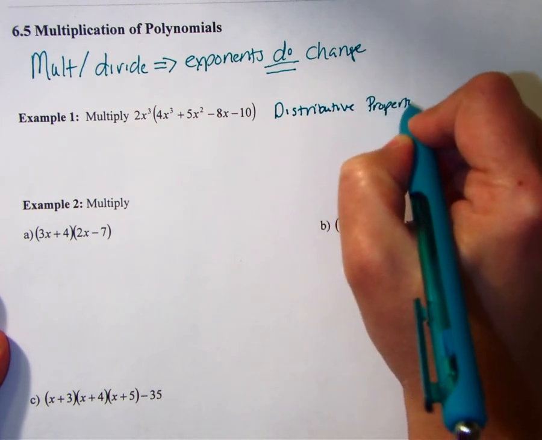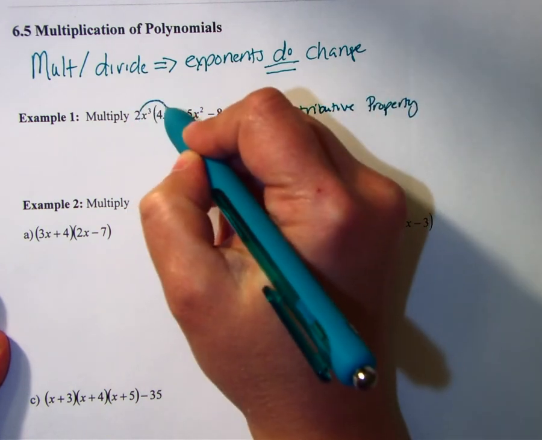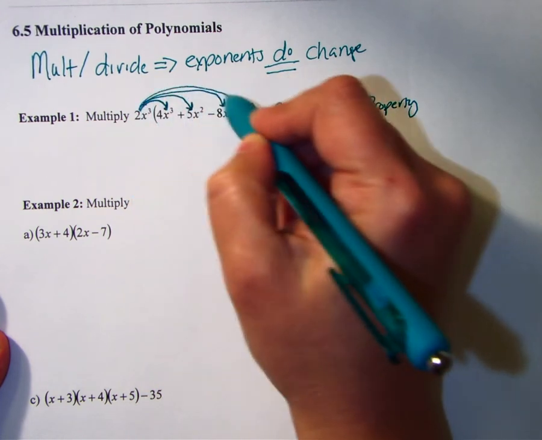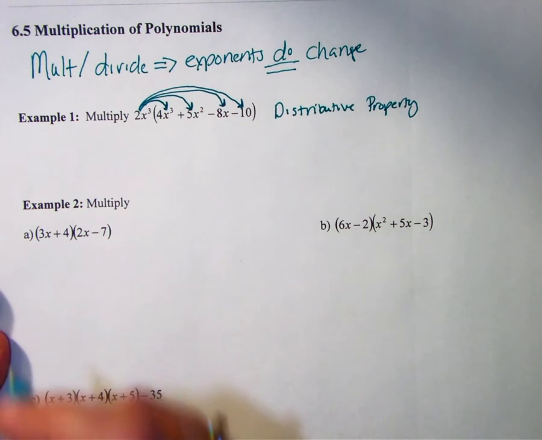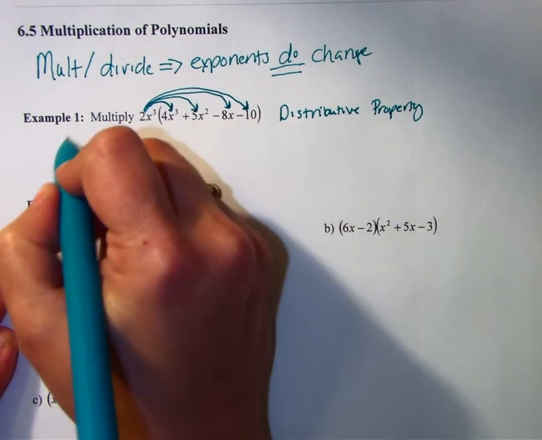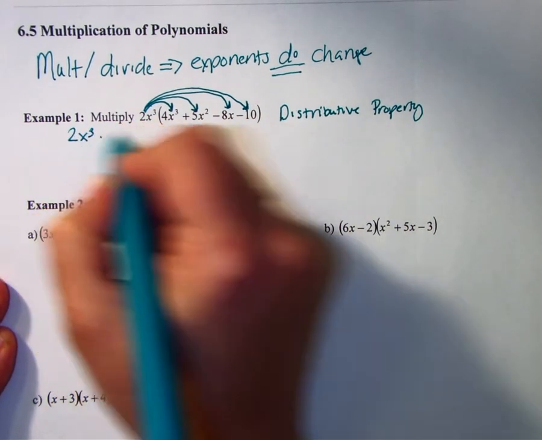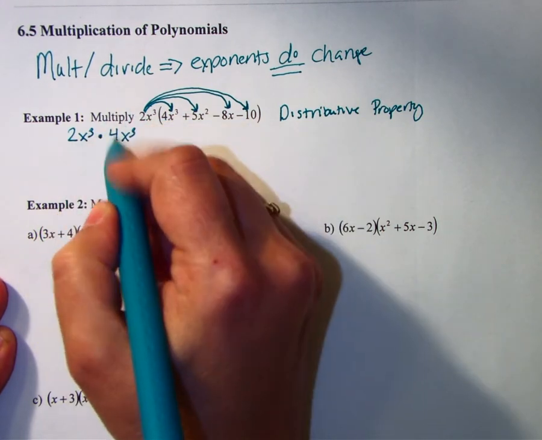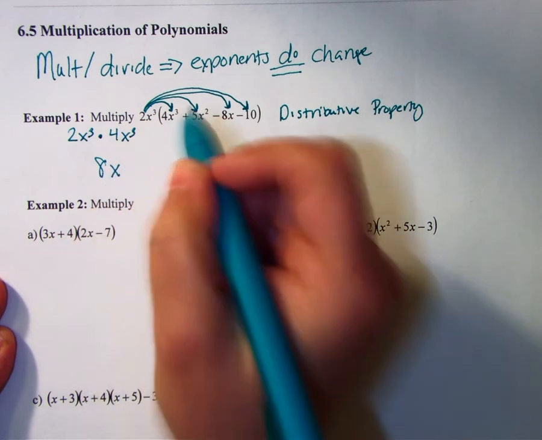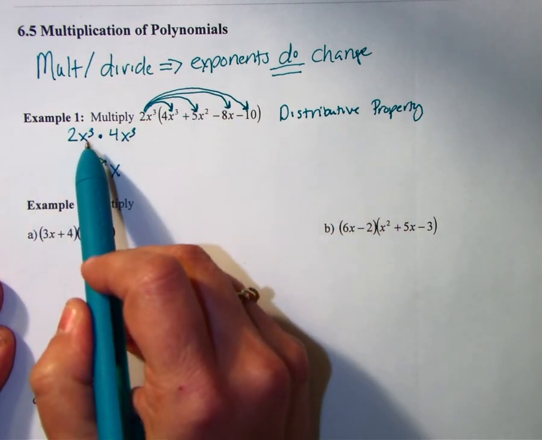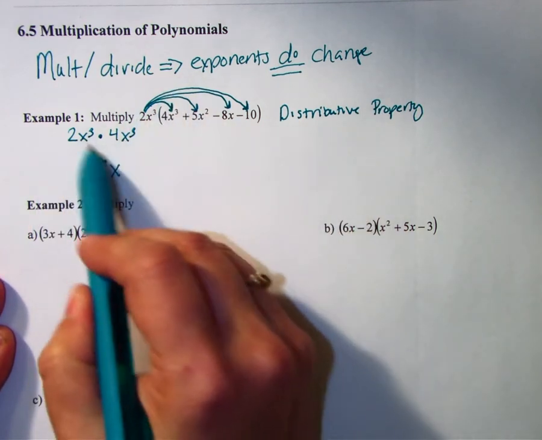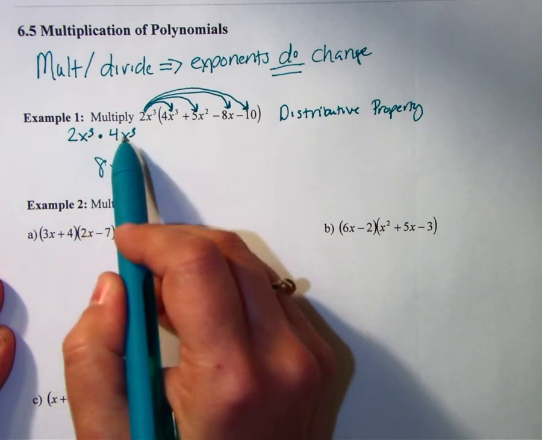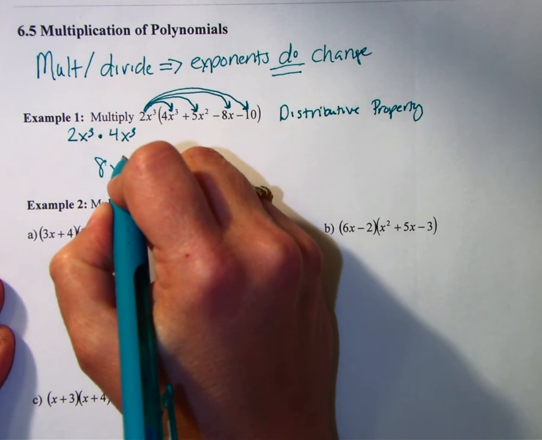So I'm going to take 2x cubed and I'm going to multiply it by each of the four terms that I have there. So that means I am basically going to take 2x cubed times 4x cubed, and that 2 times 4 gives me 8. And when we learned the laws of exponents in 6.1 and 6.2, it says when you multiply the same bases, you actually add the exponents. So 3 plus 3 will give me a new exponent of 6. So notice that the exponent changed.